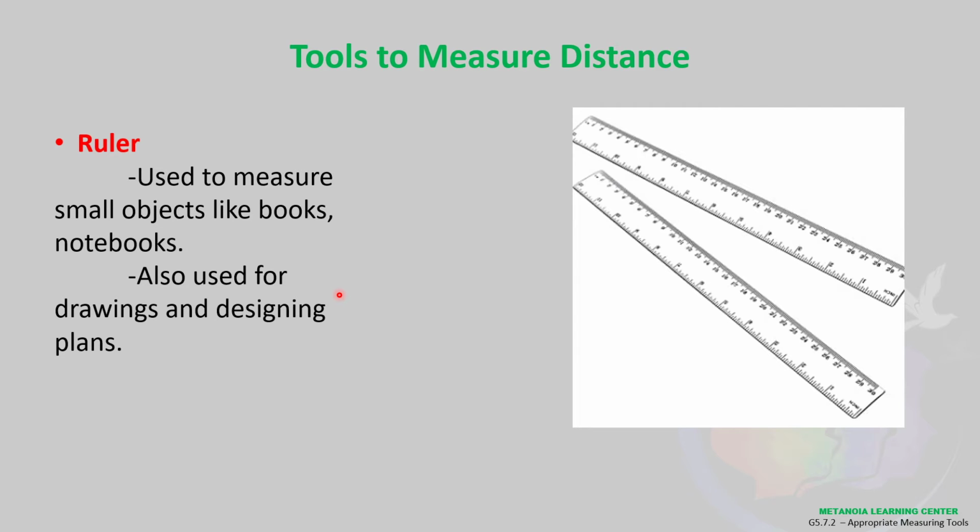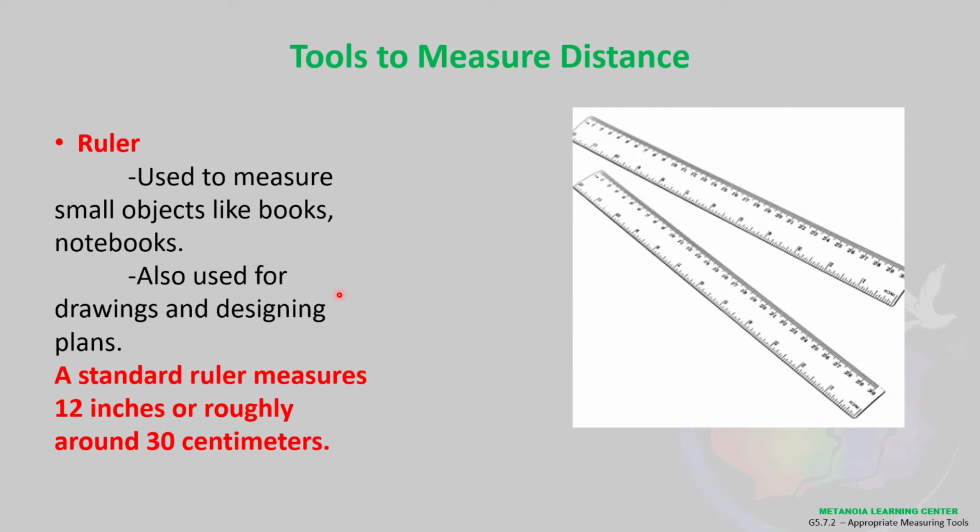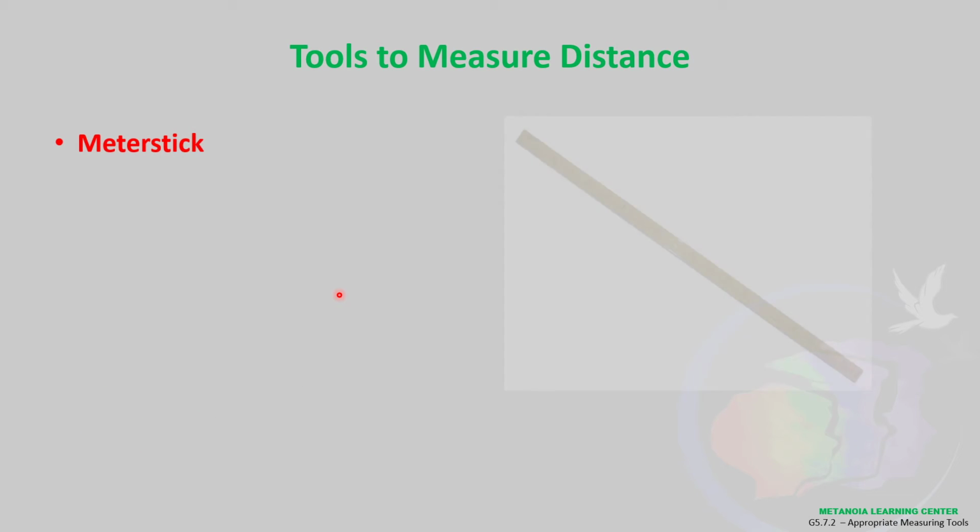Okay? A standard ruler measures exactly 12 inches or roughly around 30 centimeters. Just to let you know, 30 centimeters is not equal to 12 inches. They are roughly the same, but they have a certain difference, a small amount.